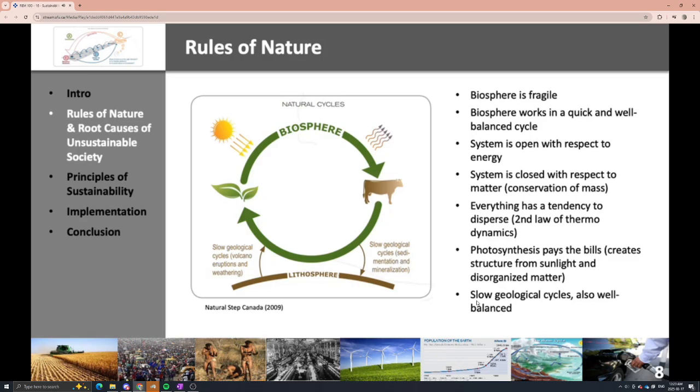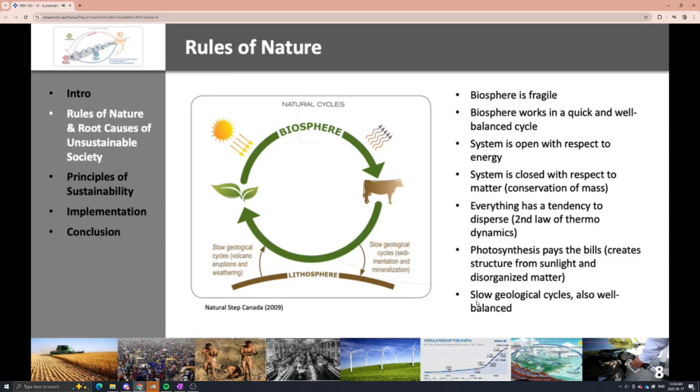Essentially, we know that the Earth is a closed system where all of the matter is contained within the system, but we receive energy from the sun. We also know that photosynthesis is the foundation for turning that energy from the sun into the diverse life that we see here on Earth. This is what the other videos that you looked at refer to when they talk about photosynthesis paying the bills.